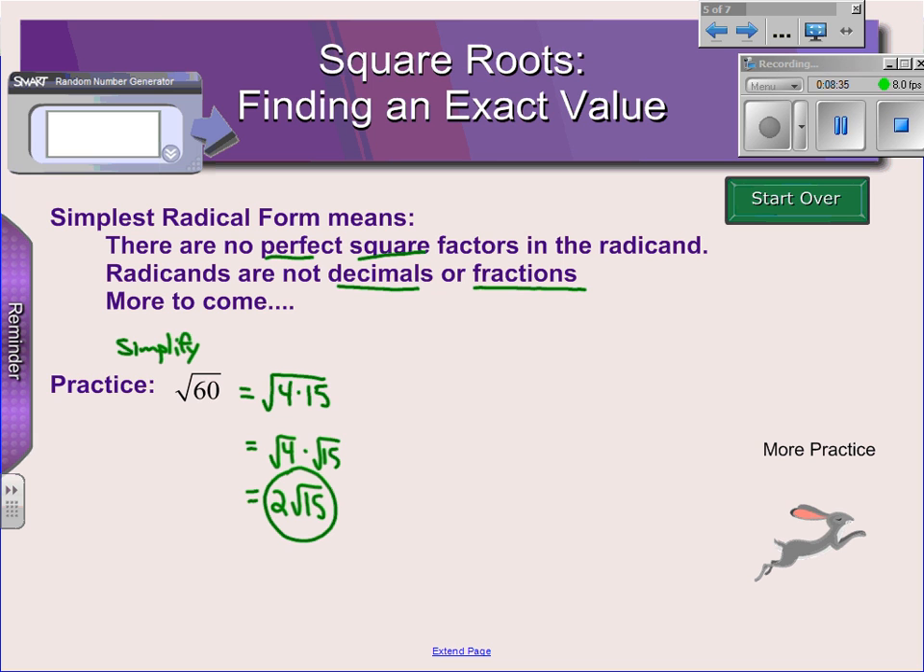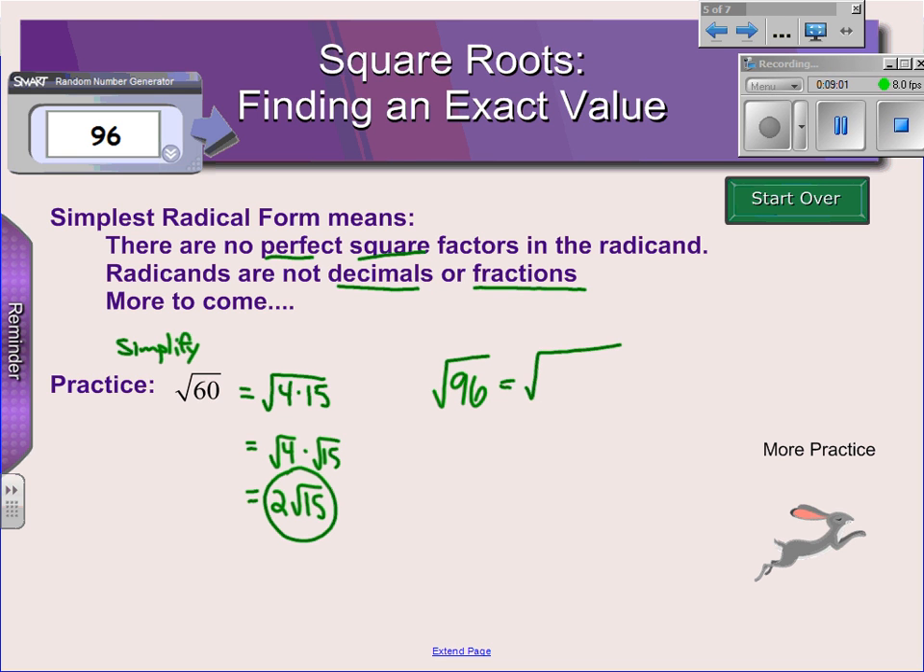All right, let's try another one. That was the very first one you said. So we can generate another one up here. And I get the square root of 96. Okay. So if I simplify the square root of 96, I want to look at this and I want to ask myself, again, about perfect square factors. I break 96 down into a perfect square factor.